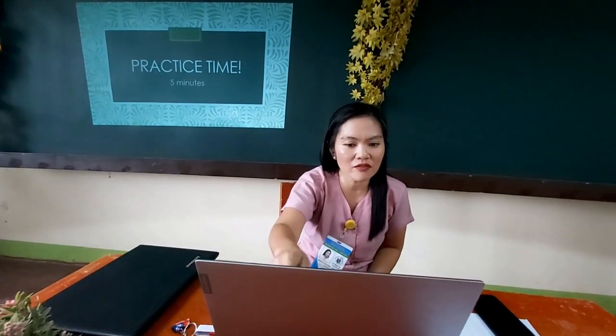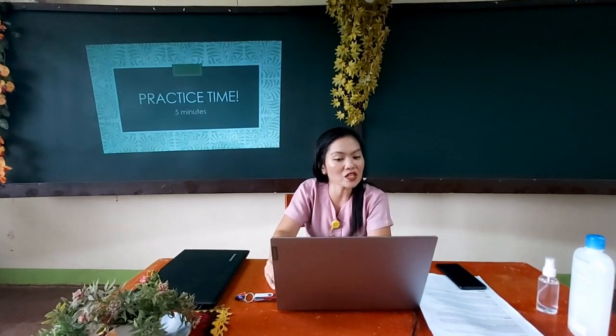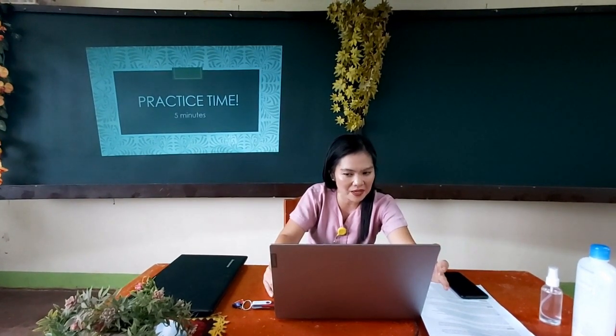Okay, so let's do practice. After differentiating active from passive, I'd like you to construct your own examples. But this time, I will be showing you pictures. With the picture comes the instruction whether you are going to construct active or passive. Again, use your scratch paper or your notebook or things that you can write on. You just simply take a picture at the end of the session showing your output. Are you ready?